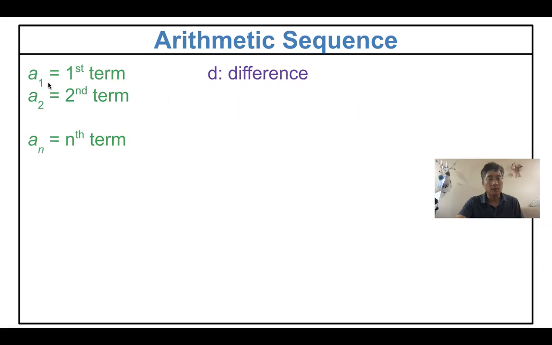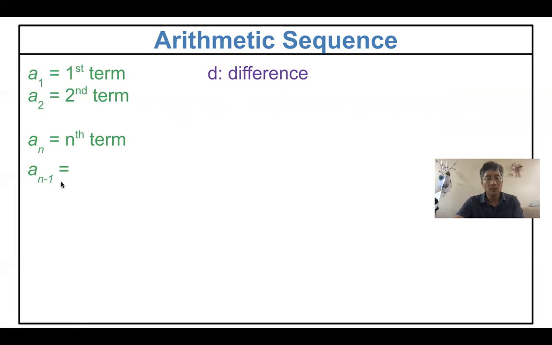A1 means the first term. A2 means, obviously, the second term. And A3 is the third term. And then An is the nth term, right? N represents any number. And then d is the difference between the terms. So in an arithmetic sequence, each time you add the same number to get the next term, and that number we call the difference.